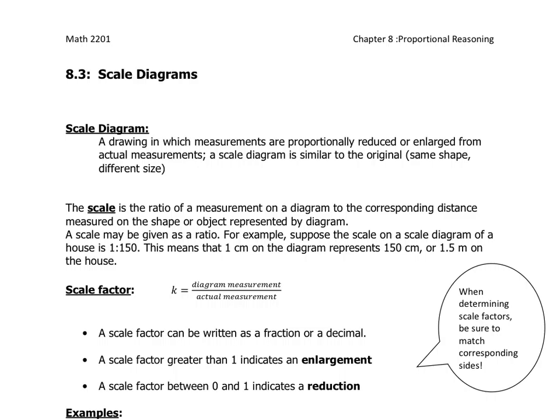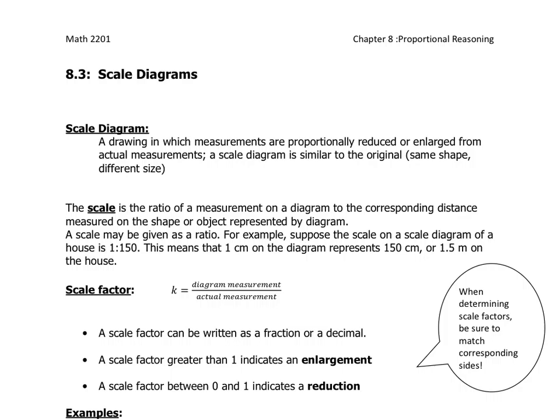Section 8.3 is on scale diagrams, and a scale diagram is basically a drawing in which the measurements are proportionally reduced or enlarged from actual measurements. A scale diagram is similar to the original, which means it has the same shape but a different size. The scale is the ratio of a measurement on a diagram to the corresponding distance measured on a shape or object represented by the diagram.